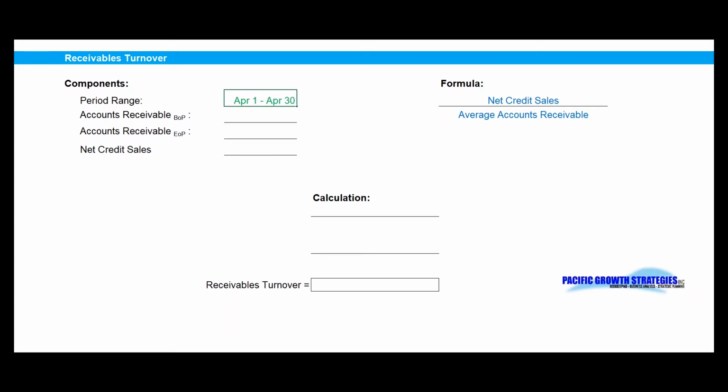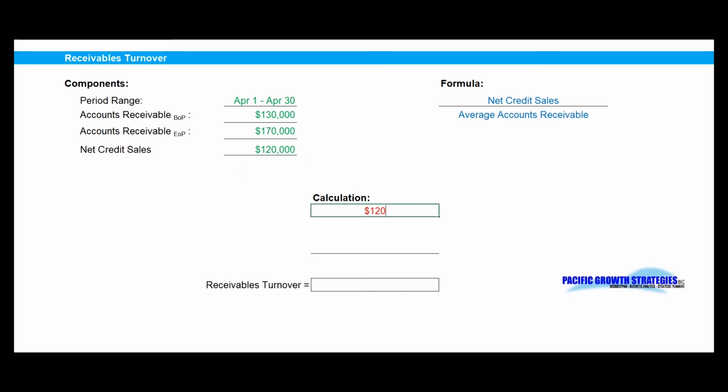Our accounts receivable at the beginning of the period we'll find on the April 1st balance sheet, and in this case that's $130,000. Our accounts receivable at the end of period we'll find on the April 30th balance sheet, and in this case it's $170,000. Now we will need to drill down into our April 1st through April 30th income statement or profit and loss to identify our net credit sales, which in this case is $120,000. Now we have our formula and we have our components, so let's take a look at the calculation.